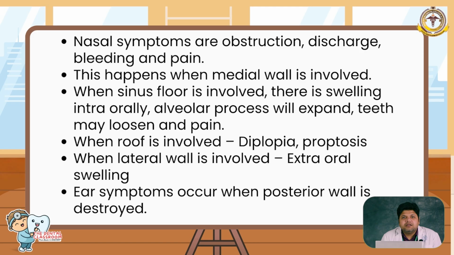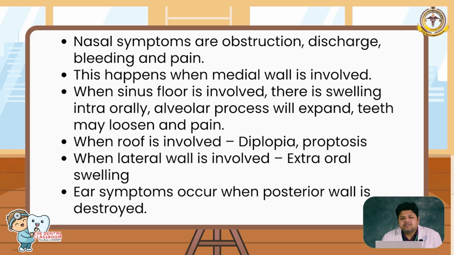When the floor of the sinus is destroyed, there is intraoral swelling, expansion of alveolar process, pain, numbness and loosening of teeth. And when the roof is destroyed, there could be diplopia, proptosis, hyperesthesia, anesthesia and pain over the cheek. When the lateral wall is eroded, swelling becomes evident extraorally. And involvement of the posterior wall can cause trismus and obstruction of the eustachian tube, causing stuffy ear.